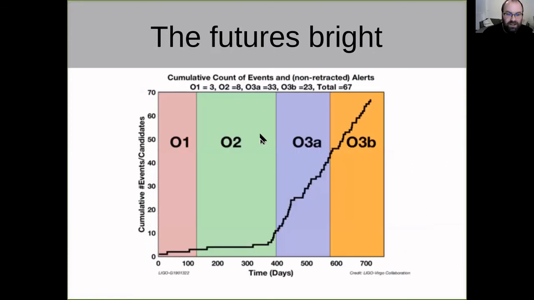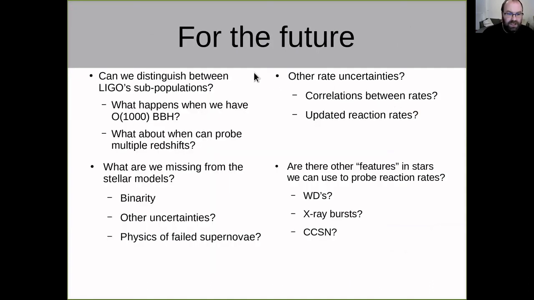I have to say that the future's bright at this point, right? LIGO, we're currently in this O3A point where we've got about 40 objects. The next data release will probably double that. But in 10 years, we'll have hundreds, maybe even 1,000 binary black holes. So we're going to be able to do a lot better with our data as we get more black hole mergers. So I'm just going to leave the slide up for basically thoughts for the future.